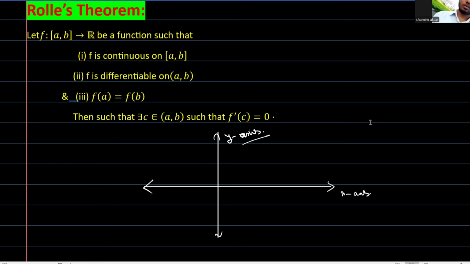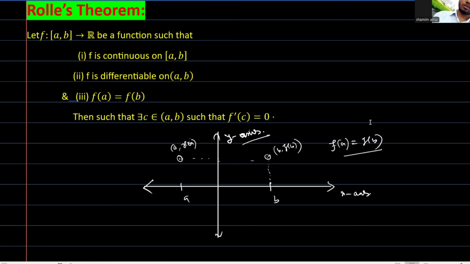Here the function has three properties. Property number one, the function must be continuous on the closed interval [a, b], and the function is differentiable on the open interval (a, b), and the endpoints of the function are equal. Suppose this is my a and this is my b, and the endpoints are the same. Suppose this is the function value f(a) here, and f(b) here. The two points have the same value. This point is (a, f(a)), and this point is (b, f(b)). Here, given f(a) equal to f(b), and the function is smooth because it is differentiable on the open interval (a, b).